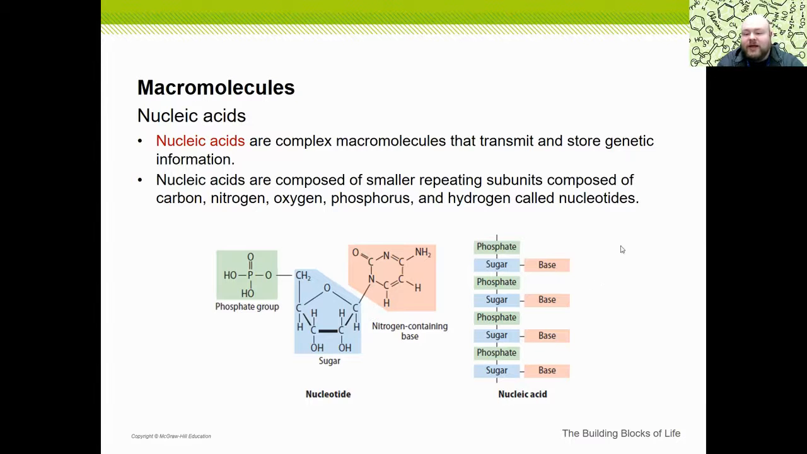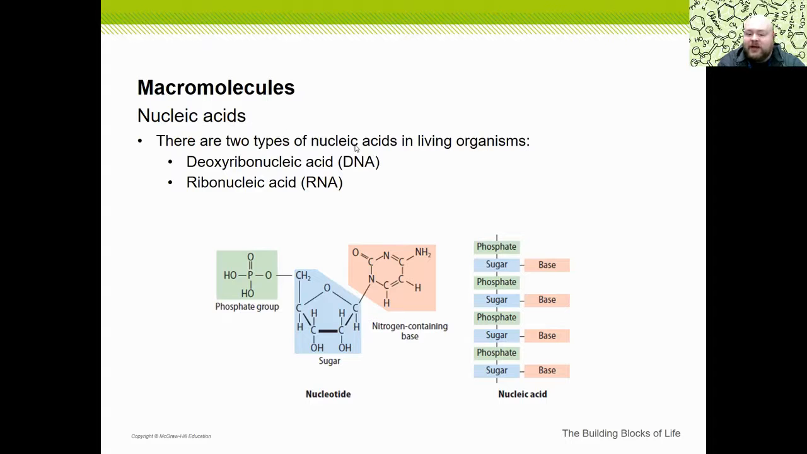That's what makes up a nucleic acid, these different nucleotides. And there are two types of nucleic acids in living things: deoxyribonucleic acid and ribonucleic acid, or the words you are more familiar with, most likely DNA and RNA. So these are the things that make up our genetic information.